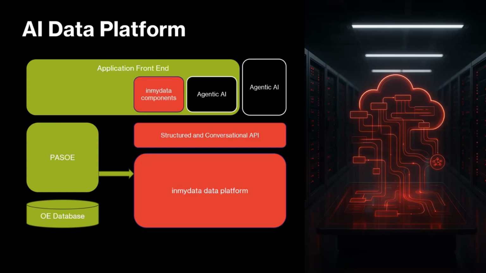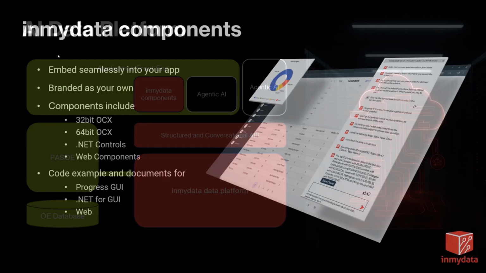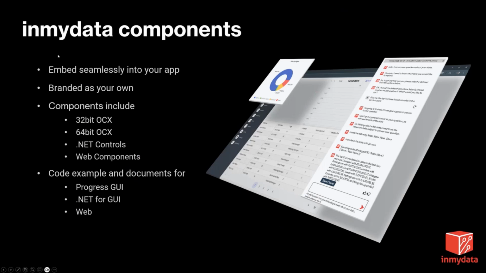So you can drop things like AI chats into your interfaces. But then we also supply those structured and conversational APIs to allow us to build those agentic front ends for our applications. So I'll just quickly show you the components first. You can embed them seamlessly in whatever app you've got. It's very easy to brand them as your own.